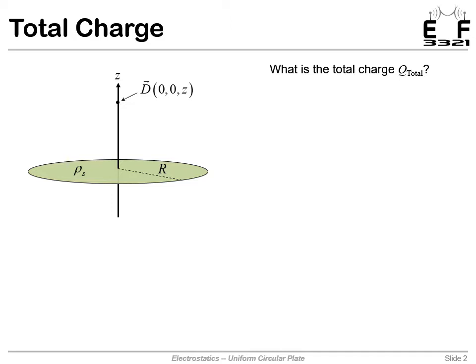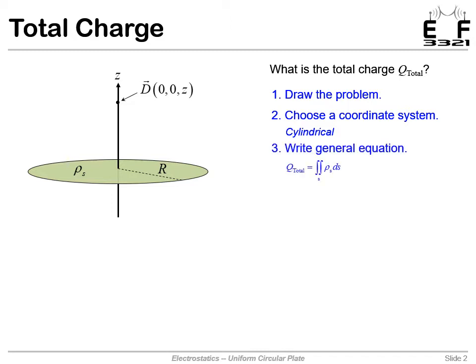So the first question is, what is the total charge? Our first step in the recipe that we laid out in our theory lecture: draw the problem, which we've already done. Choose a coordinate system. Well, this looks much more like a cylinder than a block or a sphere, so cylindrical coordinates make sense.